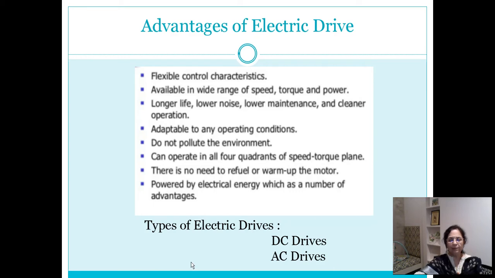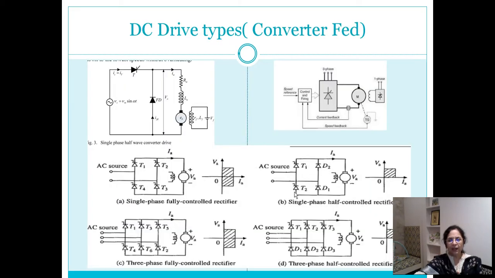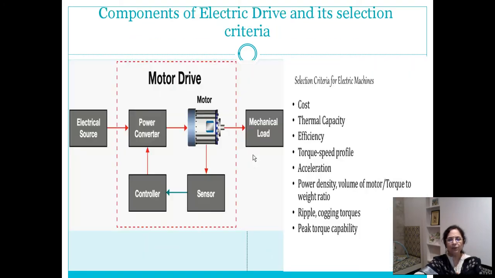There are two main types of electric drives. They may be called DC drives or AC drives based on their configurations. What differs is, as I said, the main component, which is the motor being used in the drive configuration, and it decides whether this should be called a DC motor drive or an AC motor drive. Largely separately excited DC motors are used, and then that drive can be called a DC drive.